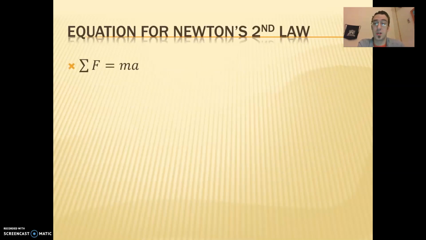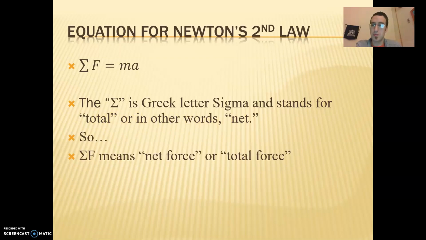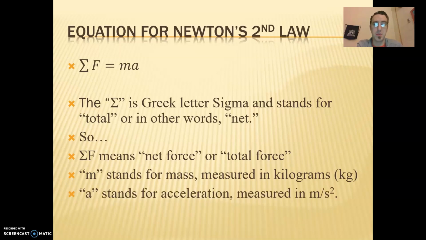There's an equation for Newton's second law. It's ΣF = ma, and that funky letter in front of the F is the Greek letter capital sigma, and it stands for total or net, depending on the way the question's phrased usually. So ΣF means net force or total force. m stands for mass, which is measured in kilograms, and a is acceleration, measured in meters per second squared like it has been all year.